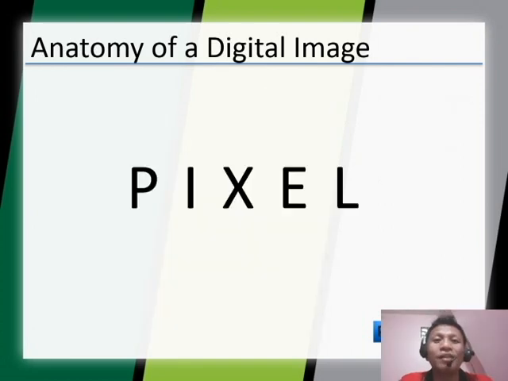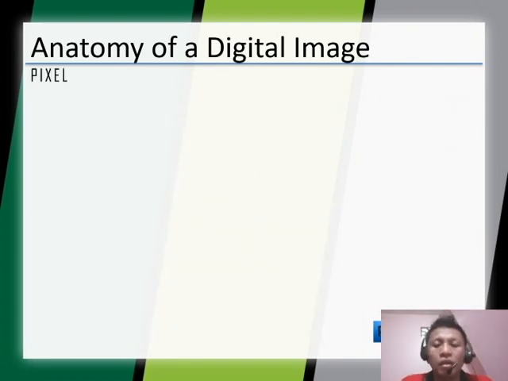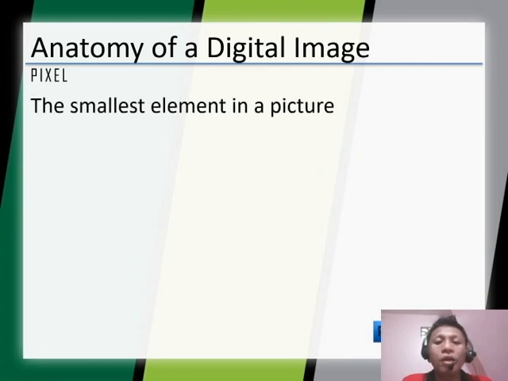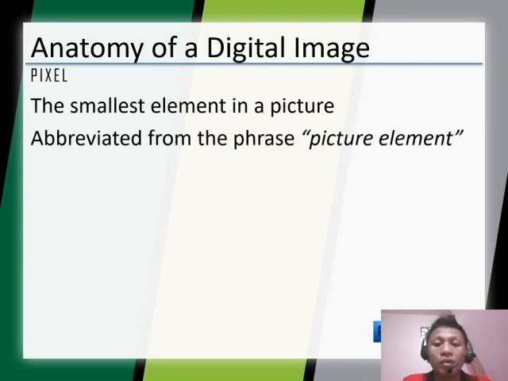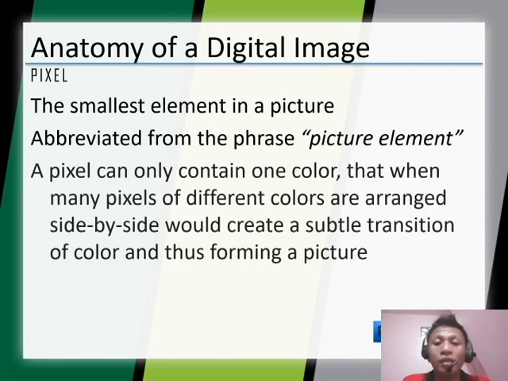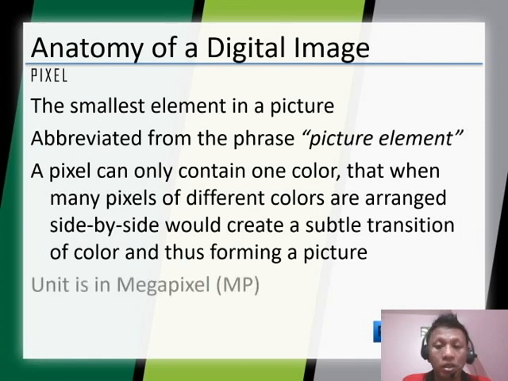What is a pixel? A pixel is the smallest element in a picture. It is abbreviated from the phrase picture element. A pixel can only contain one color. When many pixels of different colors are arranged side by side, they create a subtle transition of color and thus form a picture. The unit is megapixel.